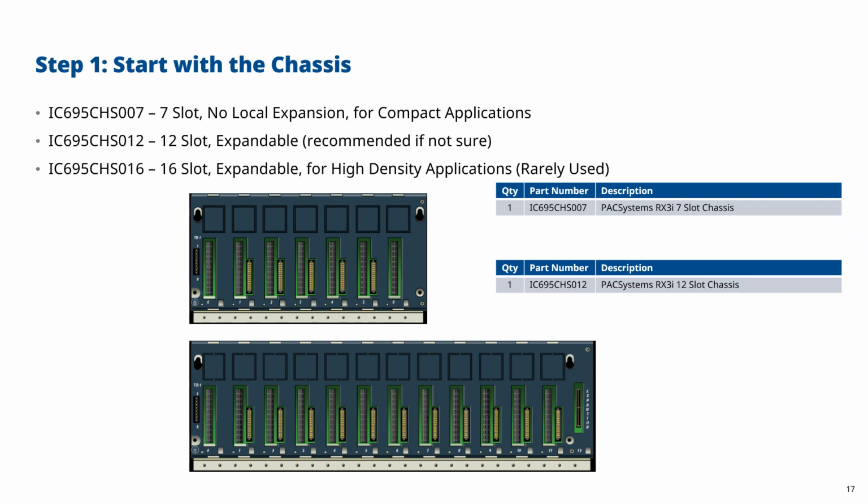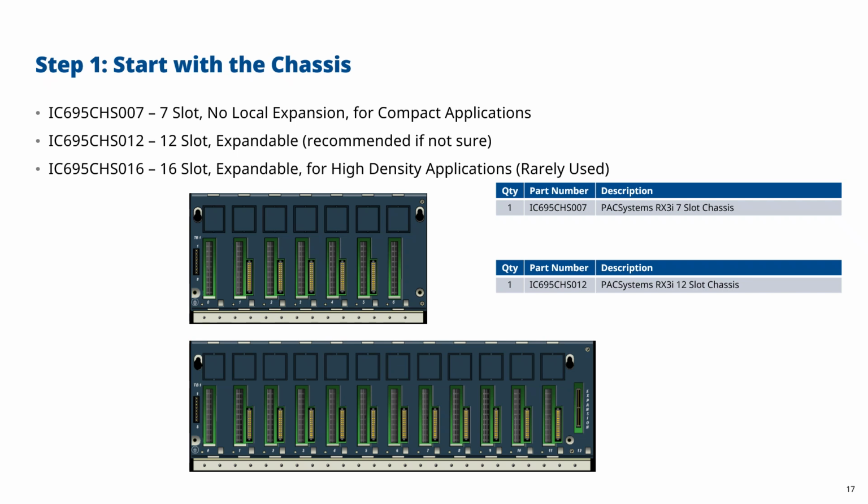So we've got the CHS007, not expandable, but ideal for small applications where you don't need many modules in the CPU chassis. If you're not sure, I would normally recommend the 12 slot, which is expandable. And the reason for using the 12 slot is it gives you more module slots, of course, but also it's not too wide. This will fit in like an 800mm cabinet. Whereas if you go up to the next one, the 16 slot, this is quite a bit wider, so you might find you've got restrictions on the amount of panel space.